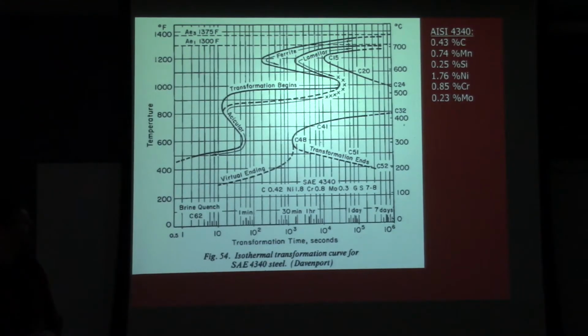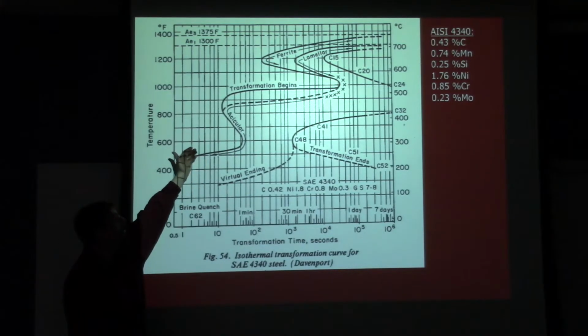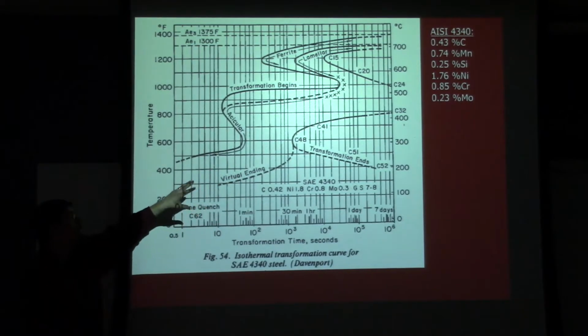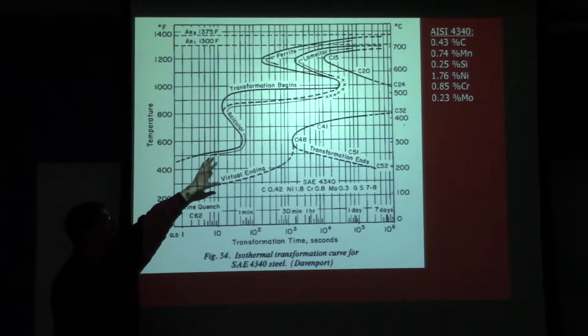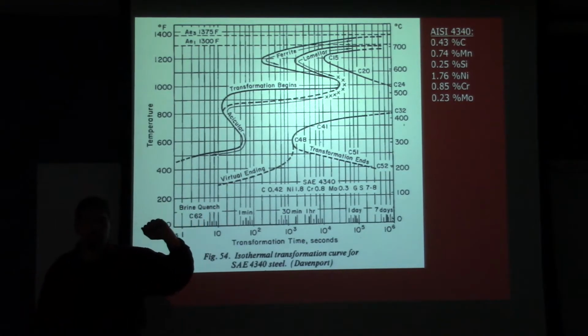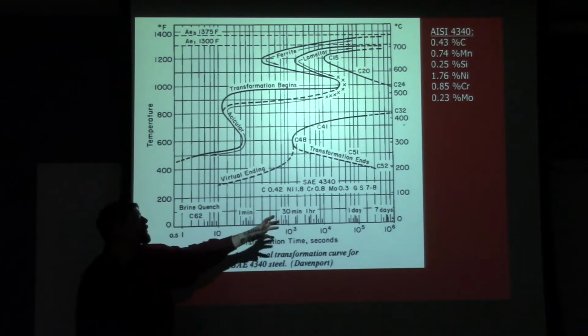Here's a more common grade. This one is 4340. You can see the composition there, so it's got quite a few different things in it. We can see we have multiple curves here. What these are showing you are where you start and finish getting the different phases. Usually you'll see these curves represented with an initial line that shows you when transformations initially start, where your 50% transformation line would be, and then where your 100% transformation line would be.